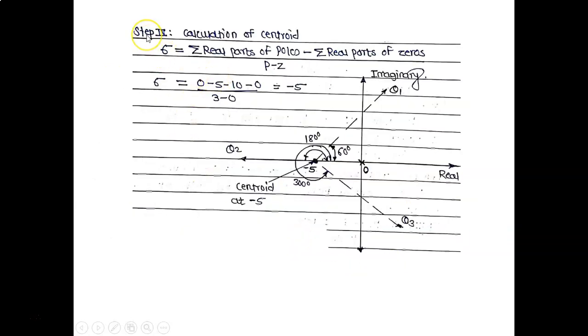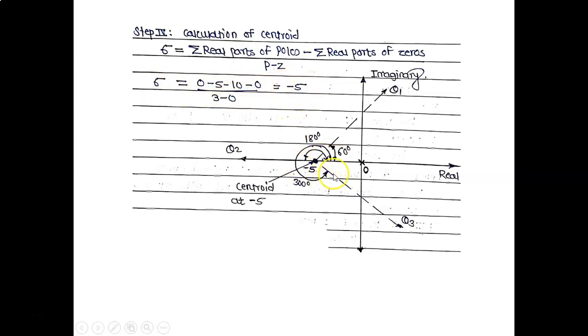Now, step 4, calculation of centroid. Centroid sigma is given by summation of real parts of poles minus summation of real parts of zeros divided by P minus Z. Therefore, sigma is equal to, now all poles are real poles and no zeros are there. Therefore, 0 minus 5 minus 10 minus 0 divided by 3 minus 0, which is equal to minus 5. Therefore, sigma is equal to minus 5.